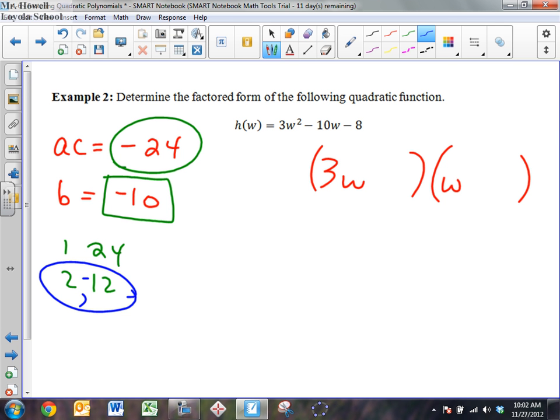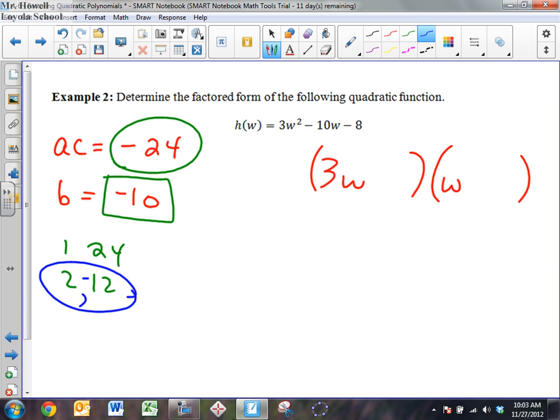If you try any other combination, 3 and 8, what's the difference between 3 and 8? 5. Not going to work. What about 4 and 6? What's the difference? 2. That doesn't help us. We want to find a positive and a negative number whose difference is 10, or when summed together, we get 10. Or in this case, negative 10.